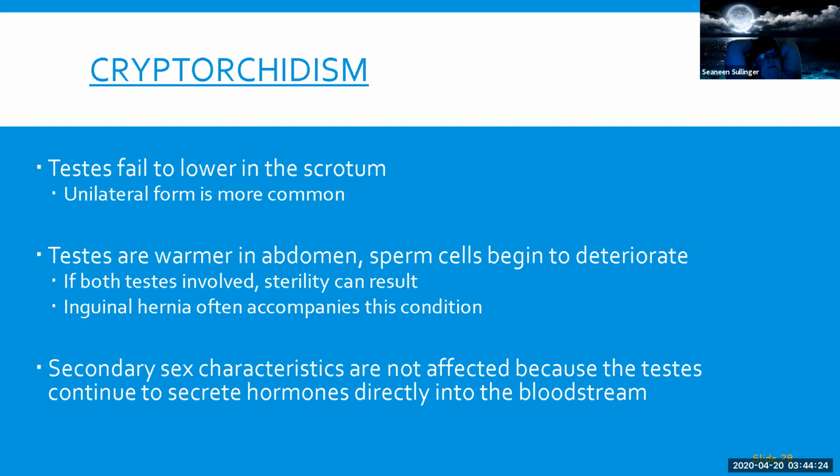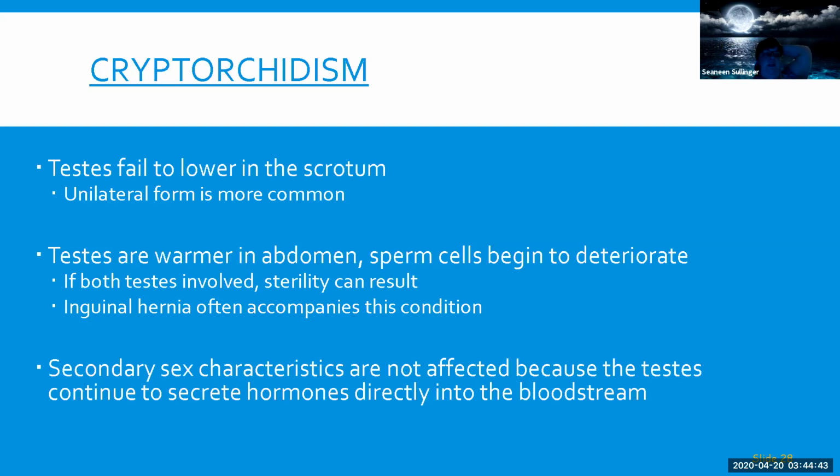Cryptorchidism, where the testes fail to lower into the scrotum. Generally, one testicle, not both, but it can be both. And so the testes are warmer when they're up in the abdomen. The sperm cells can begin to deteriorate. If both testes are involved, then there could be a potential for sterility.